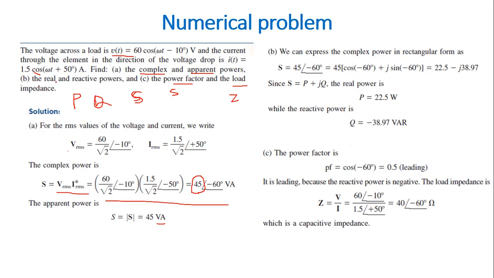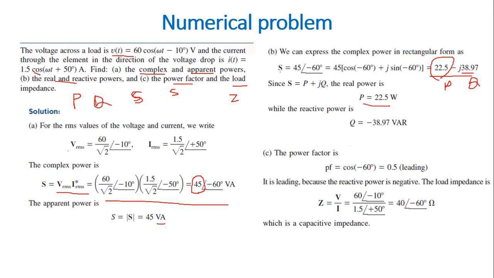So next we have to find out the real power and reactive power. Real power P is equal to... So we know the formula of complex power. This S can be written in rectangular form as this. In this rectangular form, this part is P and this part is Q. So P is the real power and Q is the reactive power.